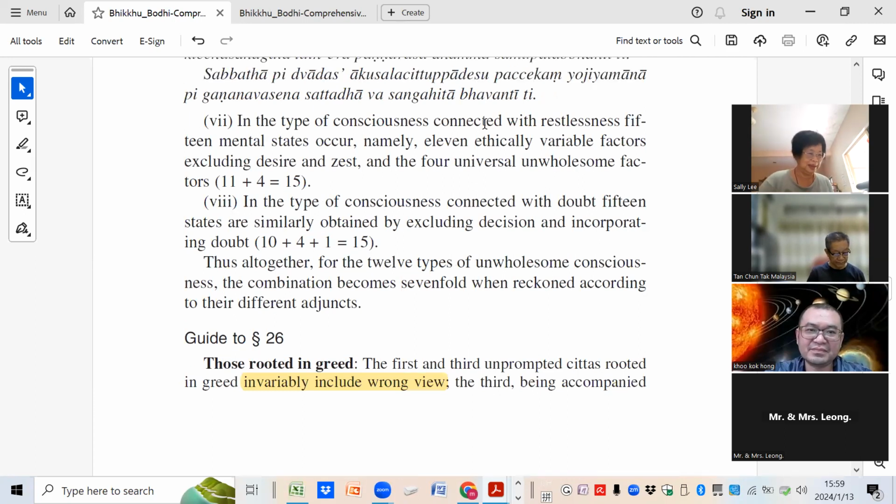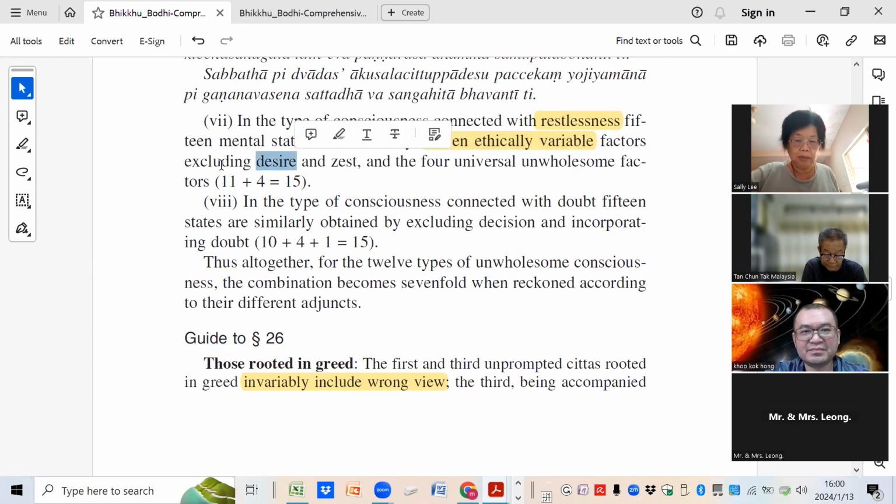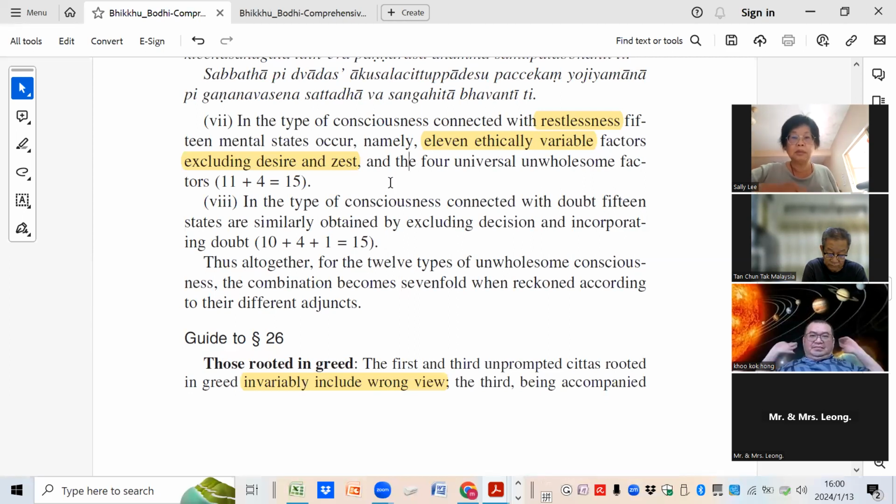So in the type of consciousness connected with restlessness, there will be 15. How do we get the 15? First we have to find the 11 ethical variables. How do we get them? We have to exclude the desire and the zest. Why? For this consciousness of restlessness, no matter what, there must be equanimity. And second, this type of consciousness doesn't have desire; it is very subject to change. So that's why, of the 13, we have to minus 2.